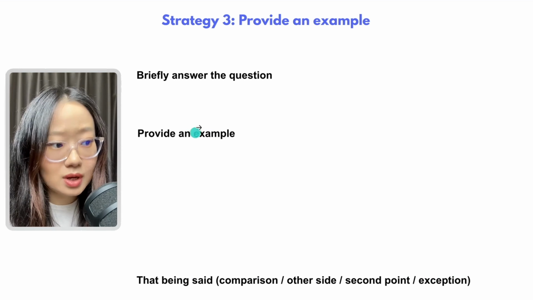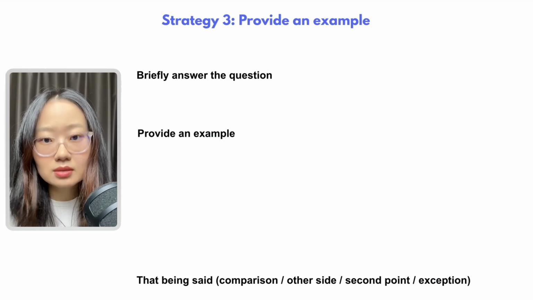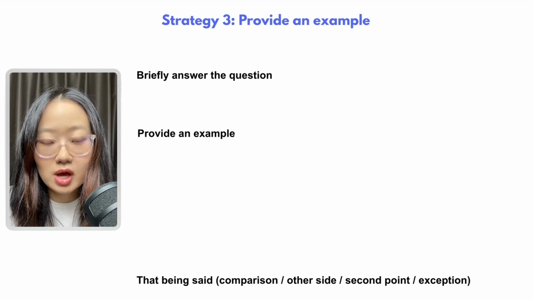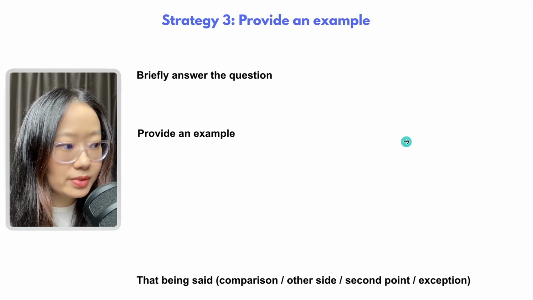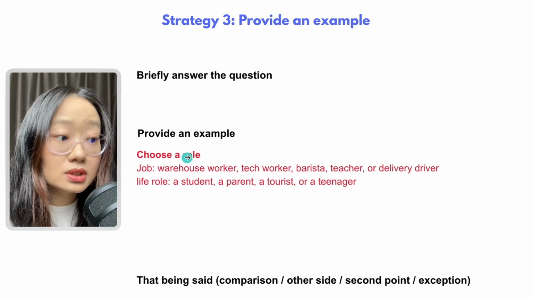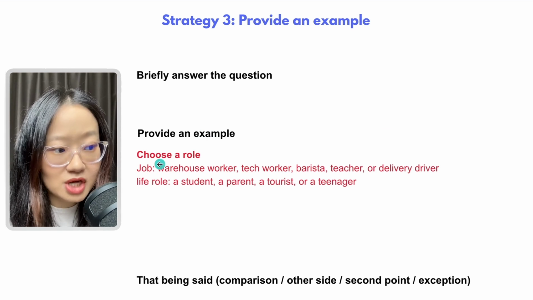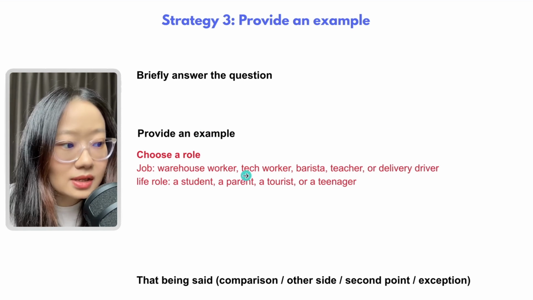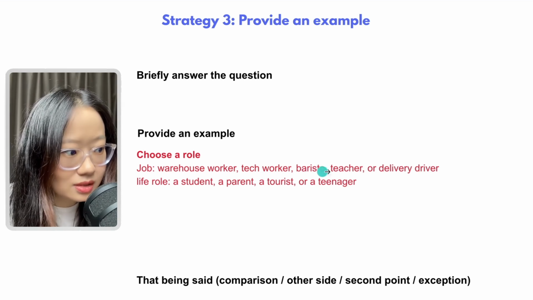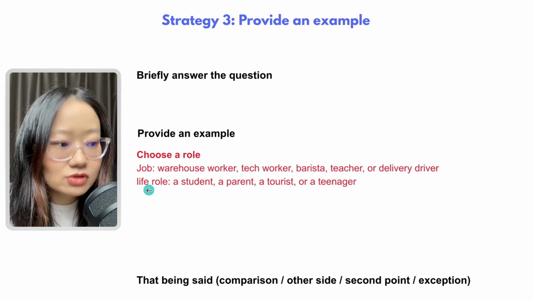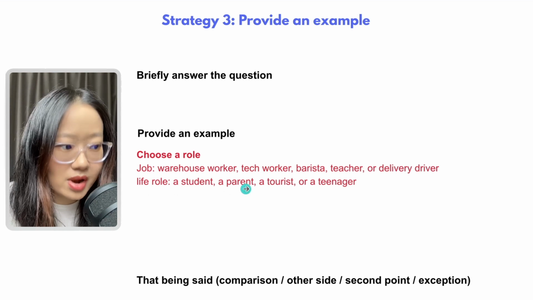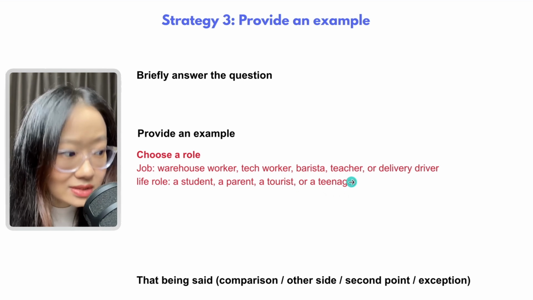The key is to come up with an example. Now, I'm going to share 4 ways to help you easily come up with an example. The first way to build an example is to choose a role. A role can be a job like a warehouse worker, a tech worker, a barista, a teacher, or a delivery driver, or it can be a life role like a student, a parent, a tourist, or a teenager.